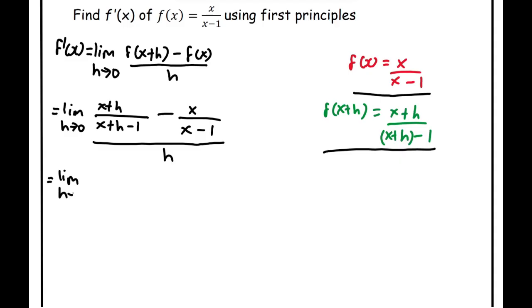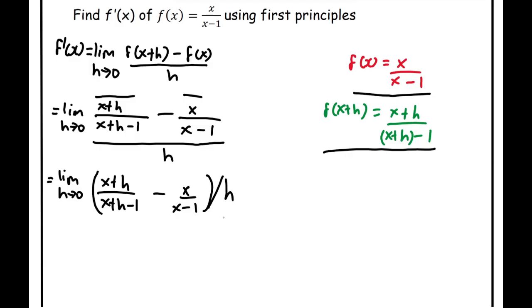Now limit as h approaches 0. We want to make the numerator a single fraction. So we put these two fractions together to make them a single fraction. But first, let's write x plus h over x plus h minus 1 minus. We write this whole thing. We take this division symbol, this over, and write it like this. This is to avoid writing too many lines.